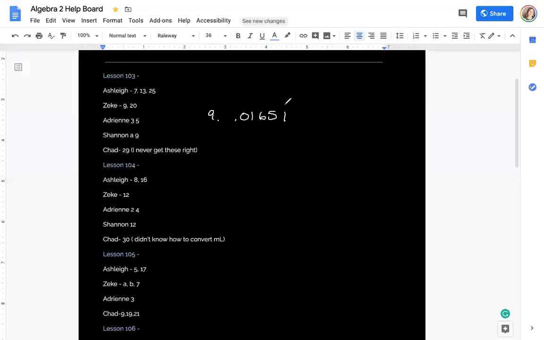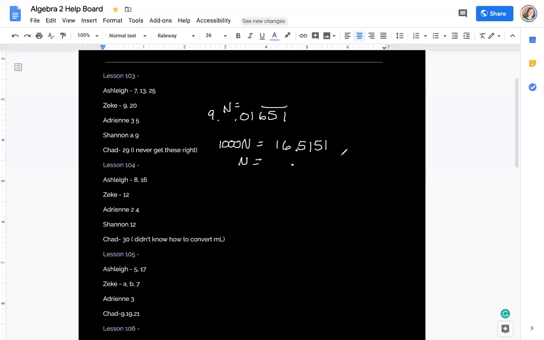0.01651. I will just set this up for you. So you can see there's 3 places after, so we're going to need 3 zeros. So we're going to take 1,000 times, we're going to call this n. We're going to take 1,000 times n, which means we're going to move the decimal point over 3 places. You have to do it as many places as are covered. So it's going to be 16.51 minus n.